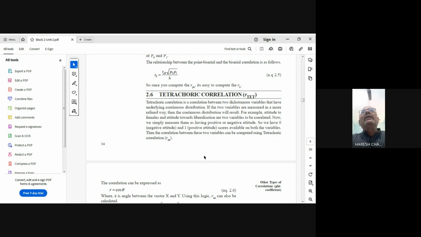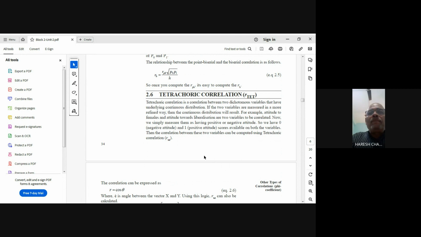Now next is tetrachoric correlation. These are all related to the nature of the scale. First, when both the scales are continuous and interval, you have to go for Pearson's product movement correlation, and that is the most significant correlation, and it is a parametric statistic.